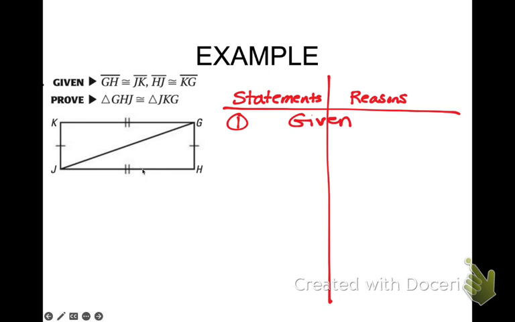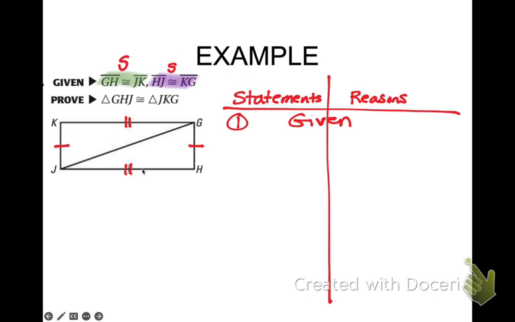All right, so let's look at our given. What's given to me first? Oh, well, congruence. Perfect. What's congruent? GH, single tick mark, JK, single tick mark. So there's a set of congruent sides. I'm going to put a little S up there. What else do they give me? Well, they give me HJ, double tick mark, is congruent to KG, double tick mark. So there's a second set of congruent sides.